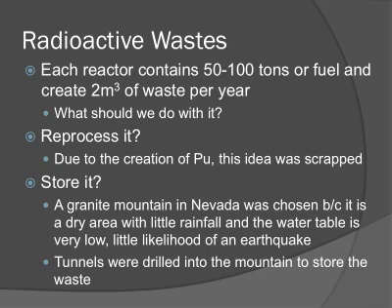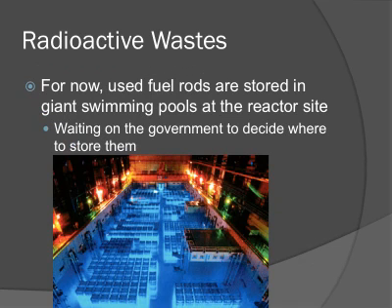Okay, so if we're not allowed to store it in the granite mountain in Nevada, nobody can decide where to store it. The government can't make a decision. What in the world are we supposed to do with it? Because we already talked about the fact that we have 104 reactors in the United States, correct? Who are producing 2 cubic meters of waste every single year. So what are we going to do with it? Well, for now, we store these fuel rods that are spent. They call them spent fuel rods, which means most of the fuel has reacted into other radioactive isotopes.